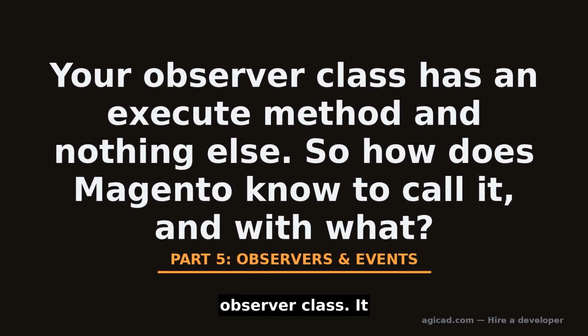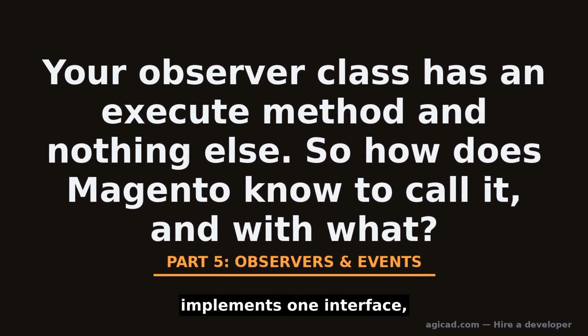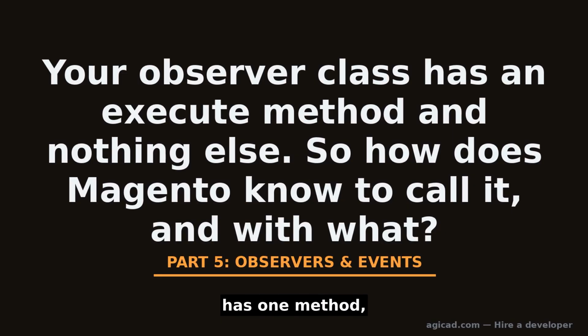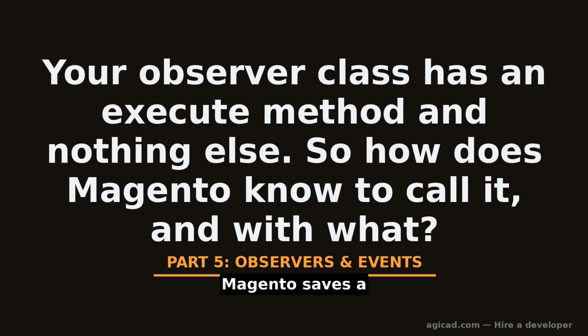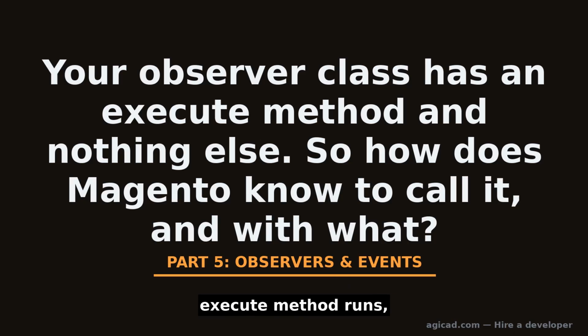You write an observer class. It implements one interface, has one method, execute. You never instantiate it, never call it, never pass it anywhere. And yet, the moment some completely unrelated part of Magento saves a customer address, your execute method runs, with an object handed to it that somehow already has the right data inside.